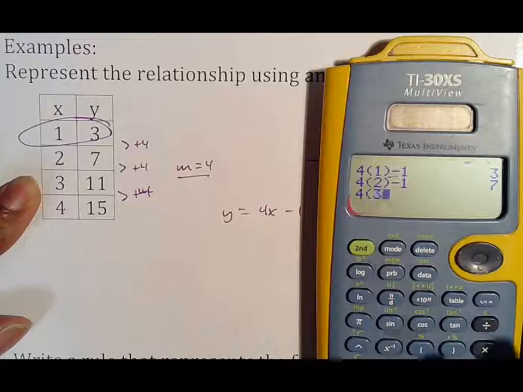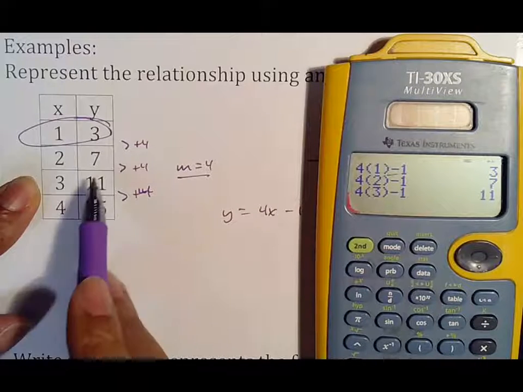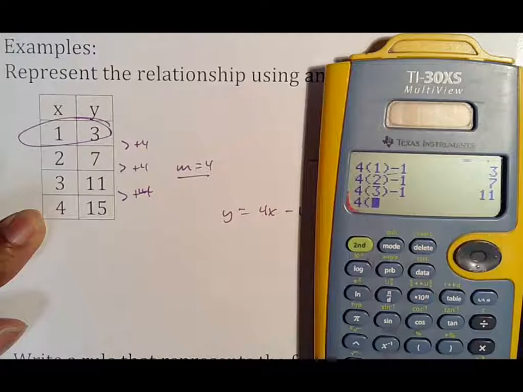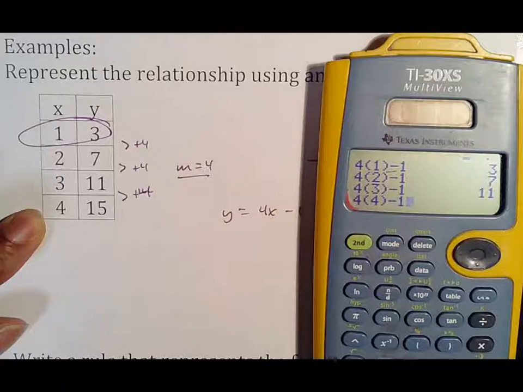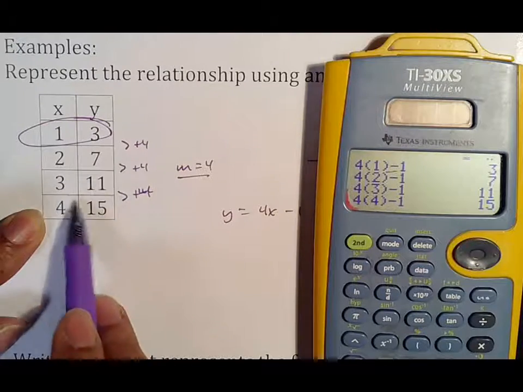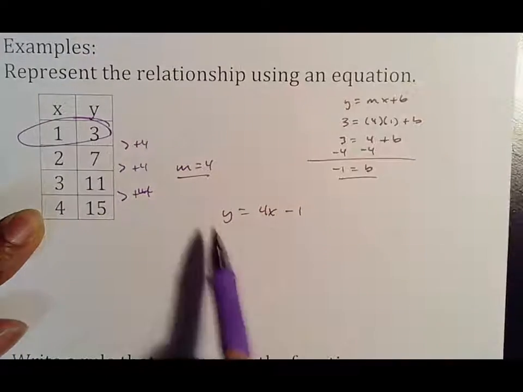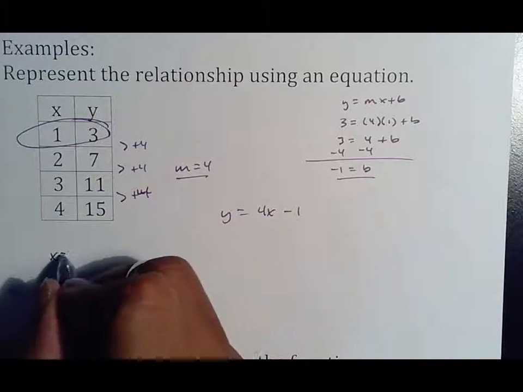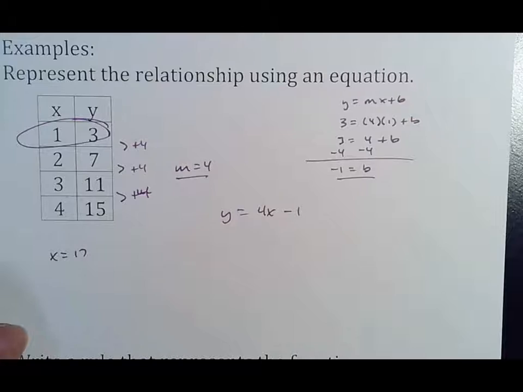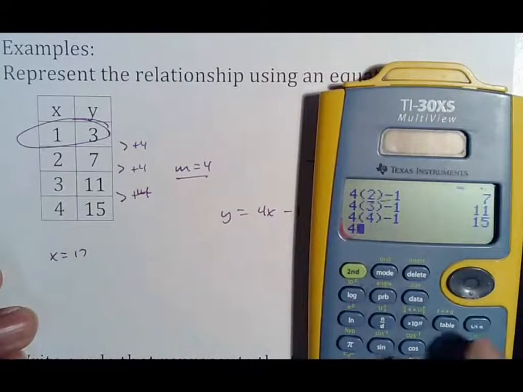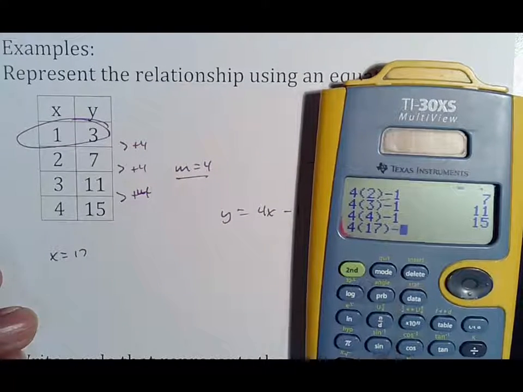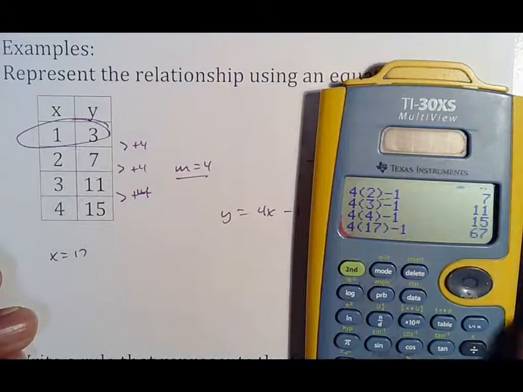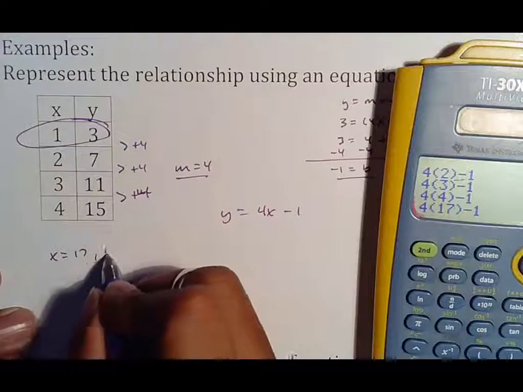If I put 4 parentheses 3 minus 1, I get 11, which is what that's supposed to be. 4 parentheses 4 minus 1, which is 15, which is what I'm supposed to get. So this is generating these numbers. That means that if I wanted to know what happens at x equals 17, all I have to do is put 17 in, and I would find out that it would be 67.